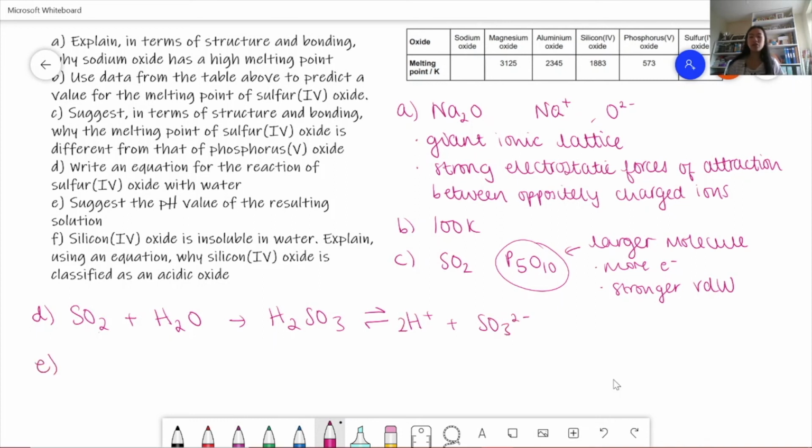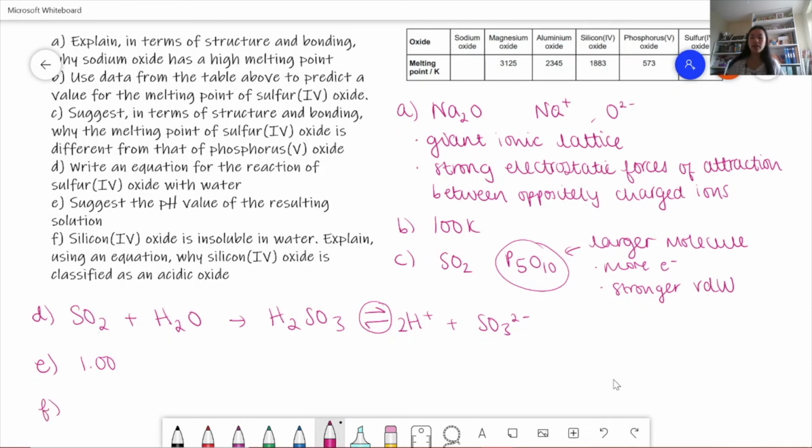And so this helps us with E, suggest the pH value of the resulting solution. It's actually around 1, because this equilibrium here is actually very close to just a forward reaction, because H2SO3 is quite a good Bronsted-Lowry acid. And so lots of the H pluses are formed, and so the pH is quite low.